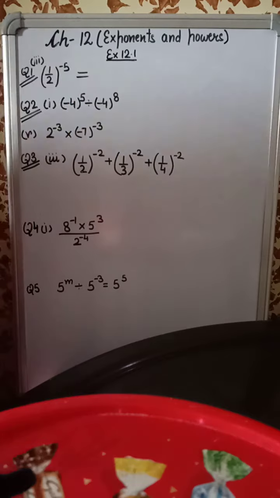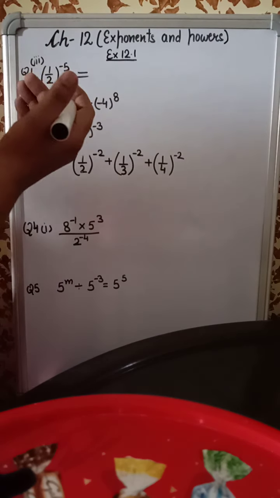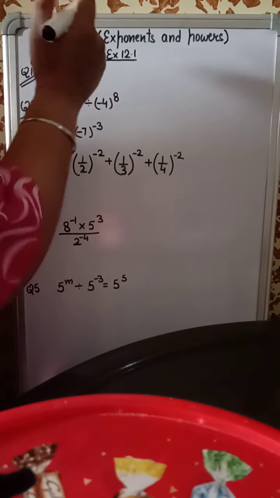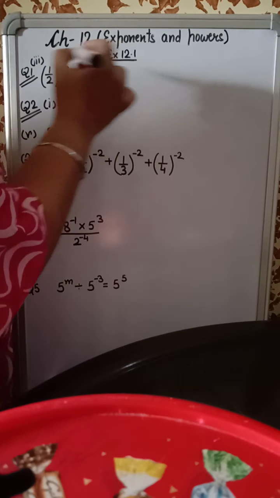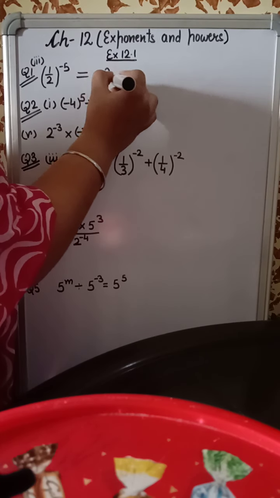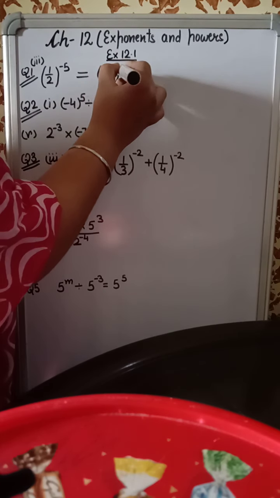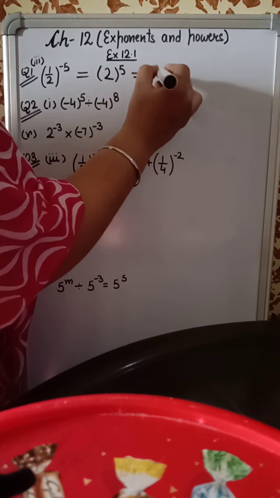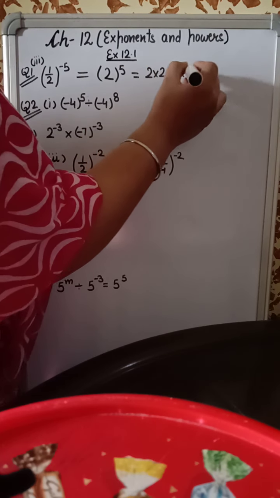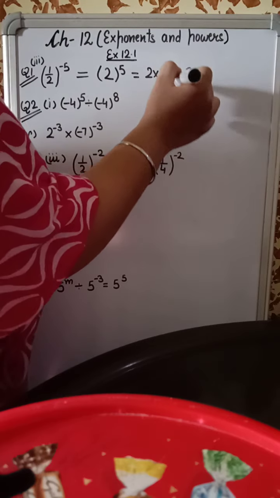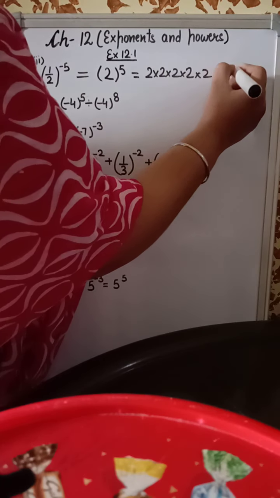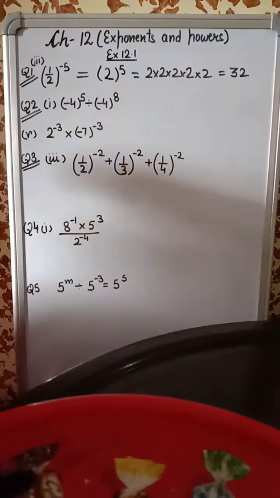First of all, a negative power is there, we have to make it positive, and the rule is we have to take the reciprocal of the base. Base is 1 by 2 and reciprocal will become 2. So 2 raised to power 5. That is 2 into 2 into 2 into 2 into 2. 2 2s are 4, 4 2s are 8, 8 2s are 16, 16 2s are 32. So your answer is 32.